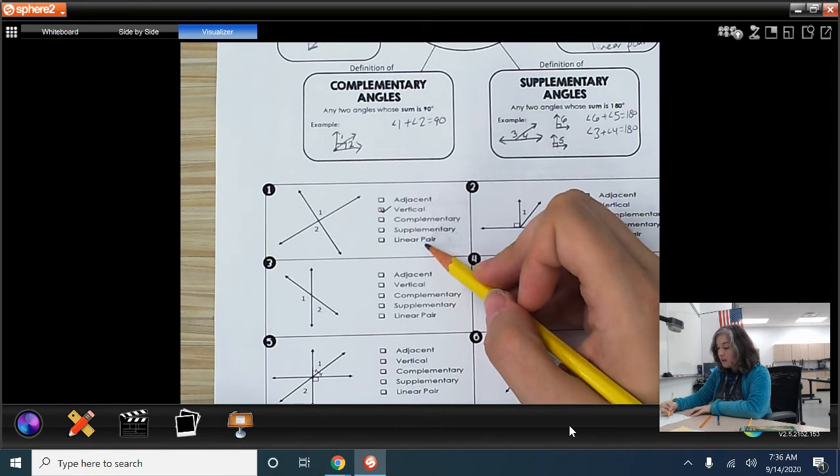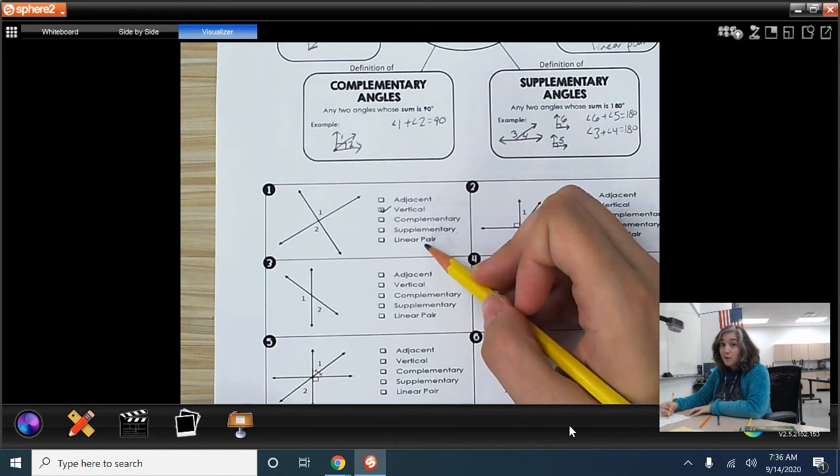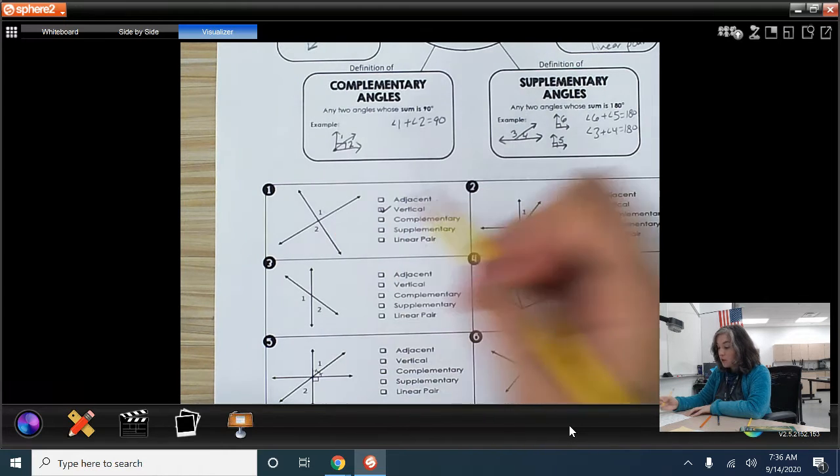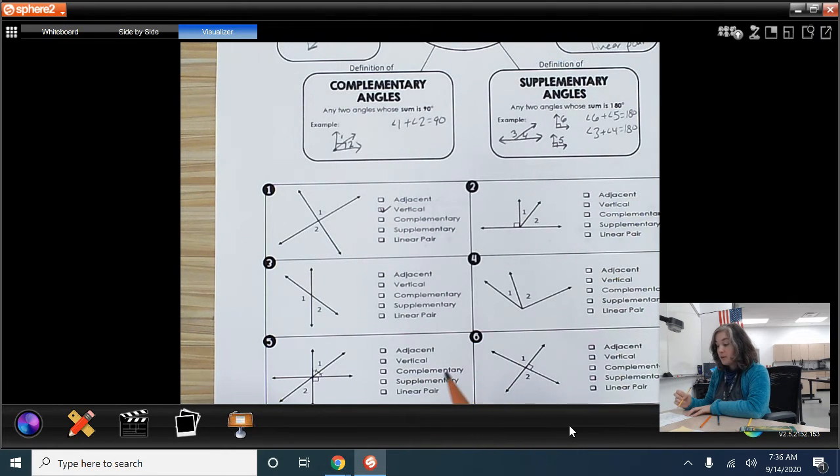And then linear pairs is the last one. I don't know if they form a line. They're not next to each other, which is one of the things that linear pairs have to be, so I can say that they are not linear pairs.